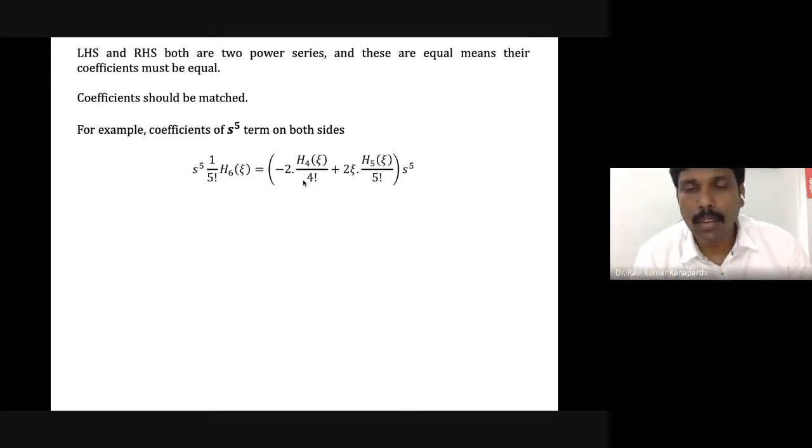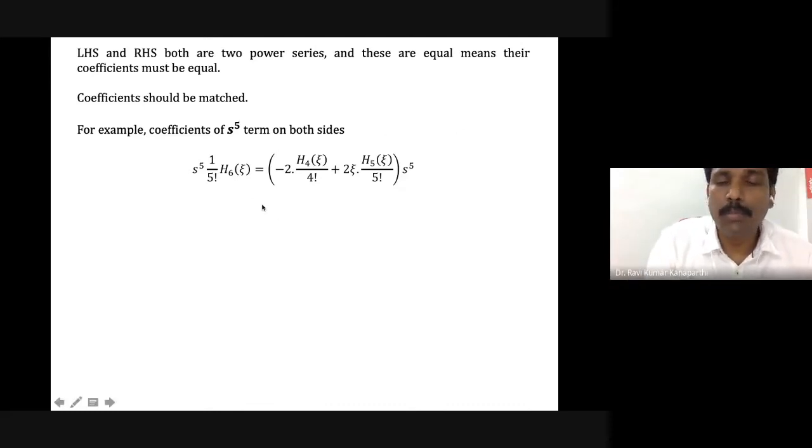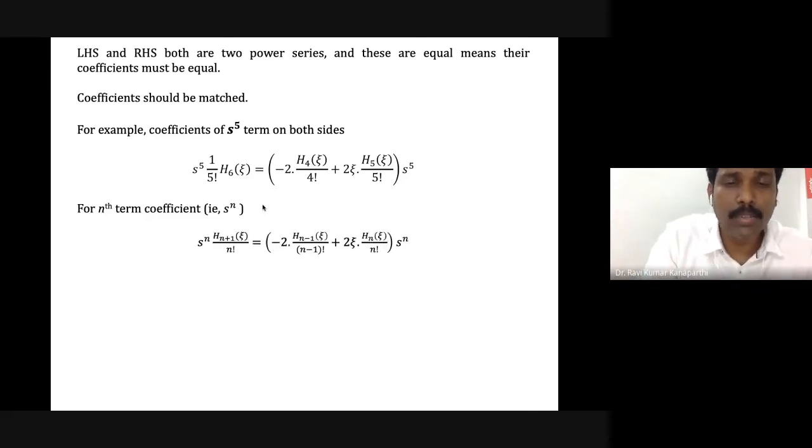Then the second term on the right hand side, there is the 2z, and then summation n runs from 0 to infinity of s to the power n by n factorial. Here n minus 1 or n plus 1 is not there, therefore straight away we substitute n is equal to 5. That means h5 of z divided by 5 factorial multiplied by s to the power 5. You can cancel out and simplify further, which we are not really interested in. What we are interested in is the coefficient of a general term, that is the s to the power n term.